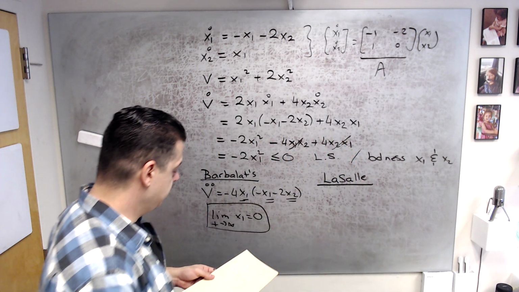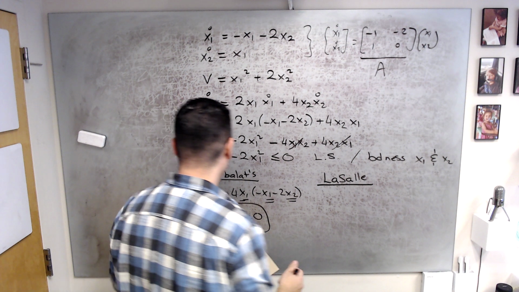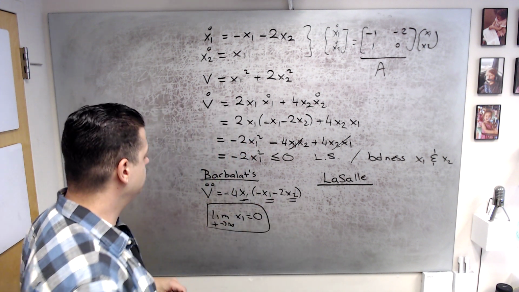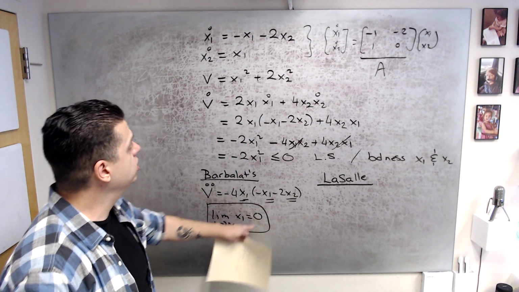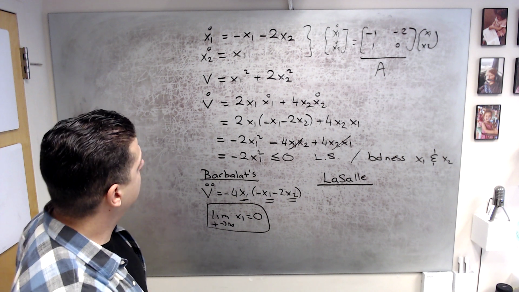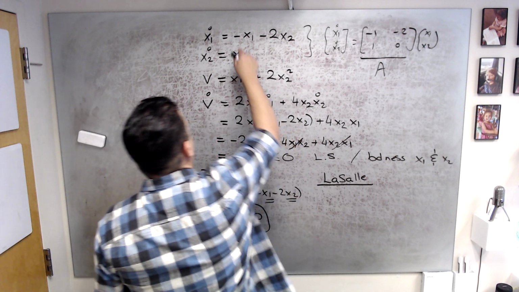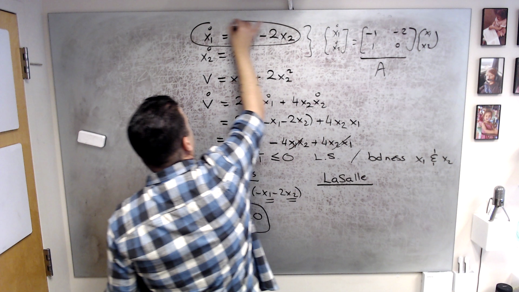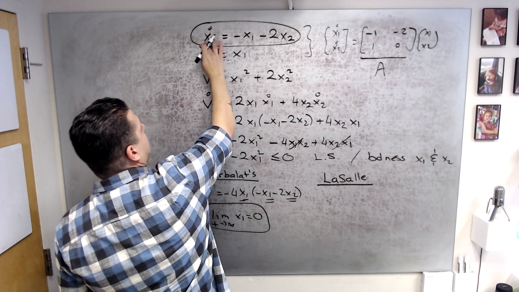Now, LaSalle, connected with Barbalat, tells you the following. Now, okay, x1 goes to 0. What happens when x1 goes to 0? Let's look at the first equation. When x1 goes to 0, x1 and x1 dot go to 0.